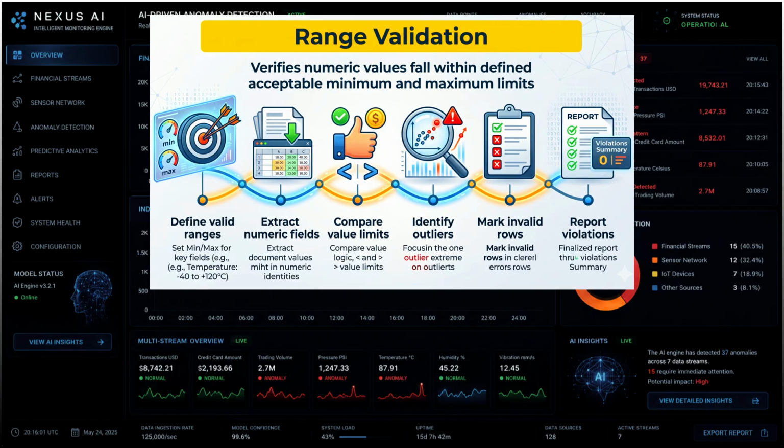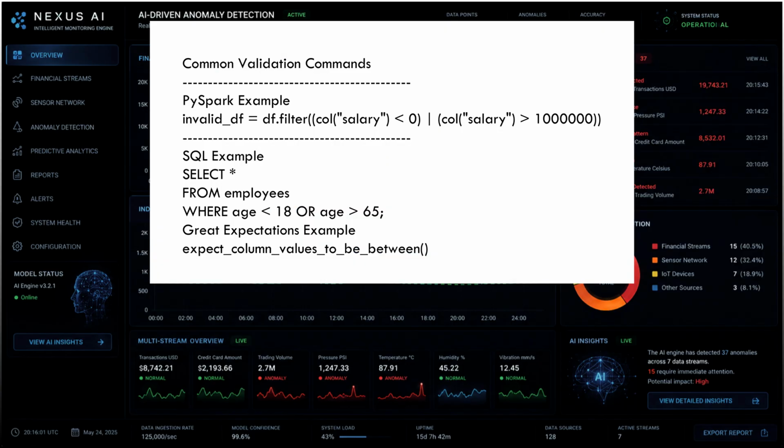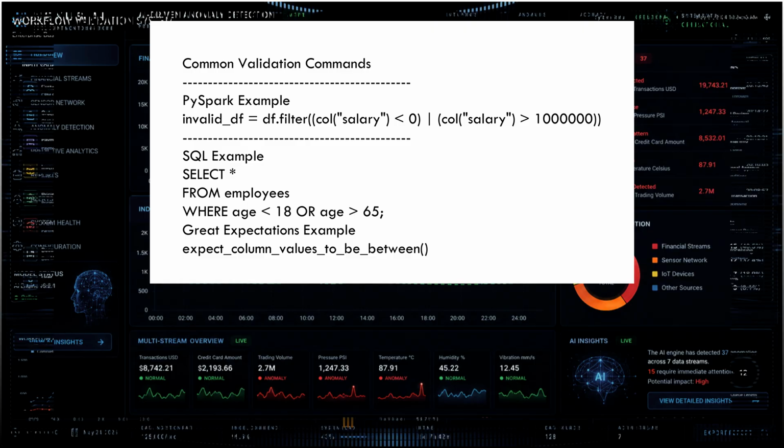Next, we have range validation. Range validation verifies whether numeric values fall within acceptable minimum and maximum boundaries. It helps us identify outliers, sensor failures, fraudulent values, incorrect data entry, or system corruption. And this validation protects pipelines from unrealistic or dangerous values. Whether it is a financial system, healthcare monitoring, or IoT devices, acceptable value boundaries help maintain trust in the data. So outlier detection also plays a major role in fraud detection and anomaly detection systems.